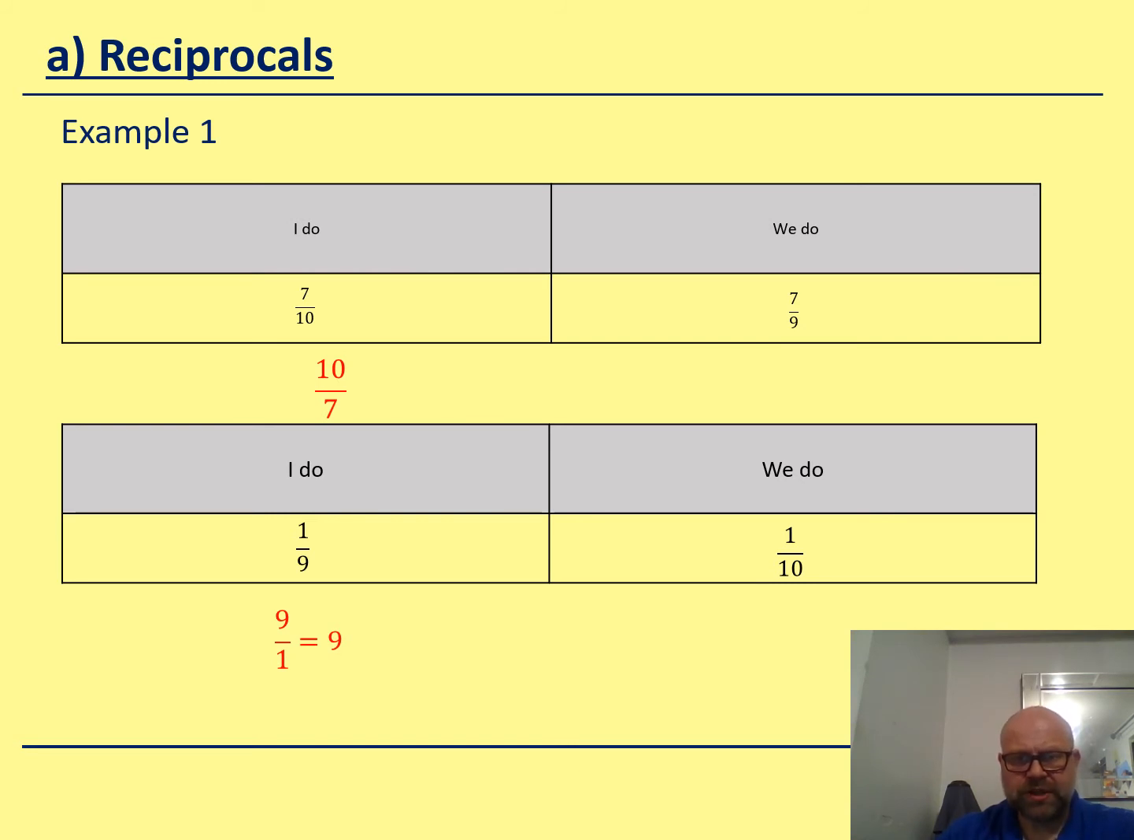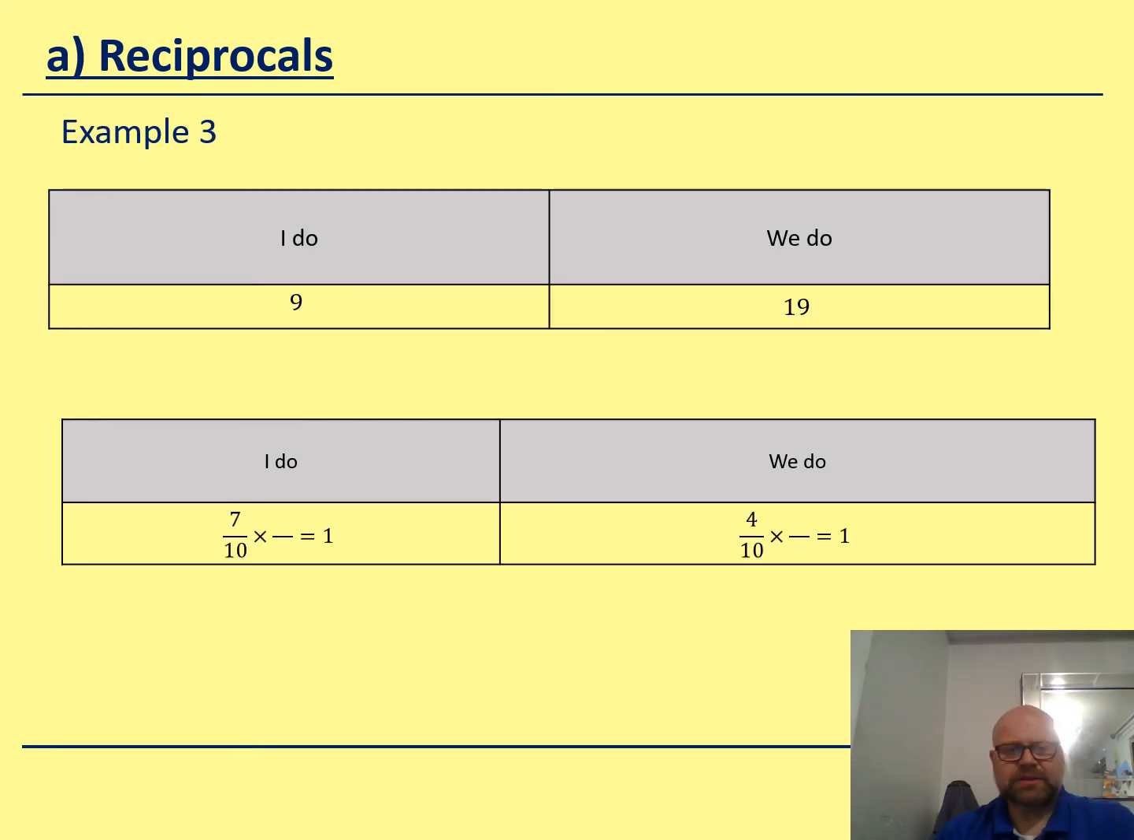Okay, so you do 7 over 9 and 1 over 10. You should have got 9 over 7 and the whole number 10. Next example, if I do 9, I get 1 over 9.